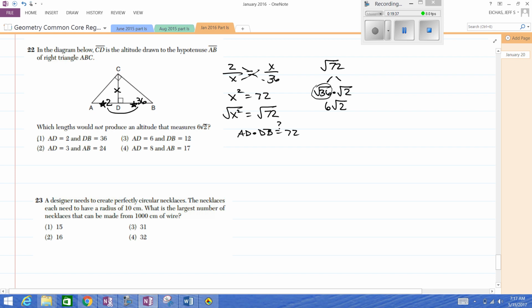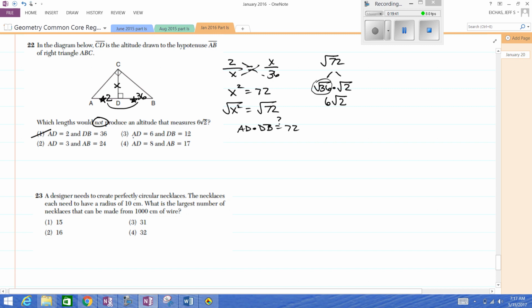All right, so this one is, we want the one that's not, AD times, let's see, AD dB. So let's test that out. Does 6 times 12, we'll check out this one, equals 72? The answer is yes. That's out.